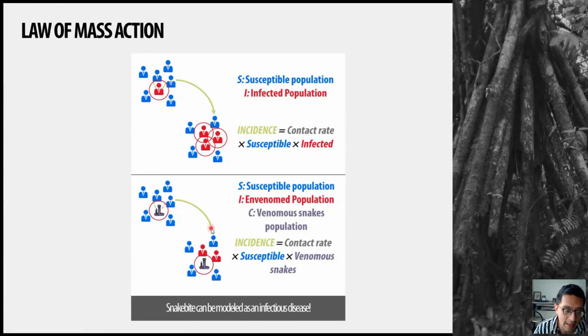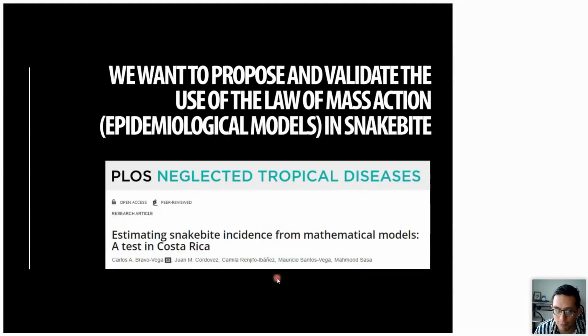A snakebite is not an infectious disease, but we know that new cases of snake bites will be caused by contacts between the susceptible population and venomous snakes. So we can state that incidence will be proportional to the multiplication between humans and venomous snakes. But measuring venomous snake abundance in the field is really difficult.